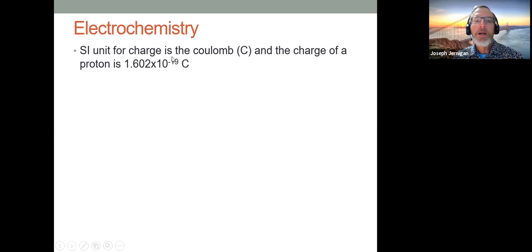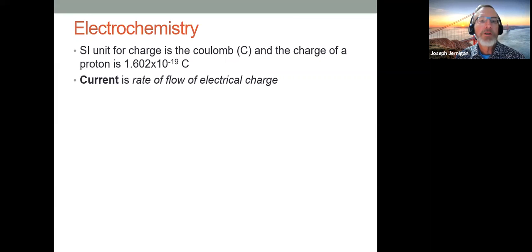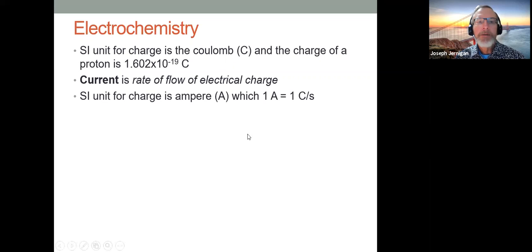Okay, a coulomb has a very small charge for a proton, and then of course the same and equal but opposite charge would be for an electron. So an electron would have a minus 1.6 times 10 to the minus 19th coulombs with a minus sign in front of it, but the charge is the same in an absolute sense. Current is the rate of flow. The unit, again, is an amp, which is a coulomb per second.